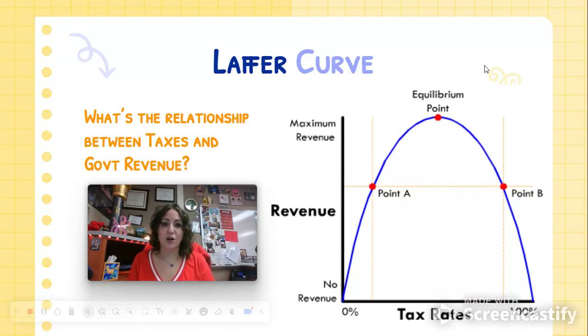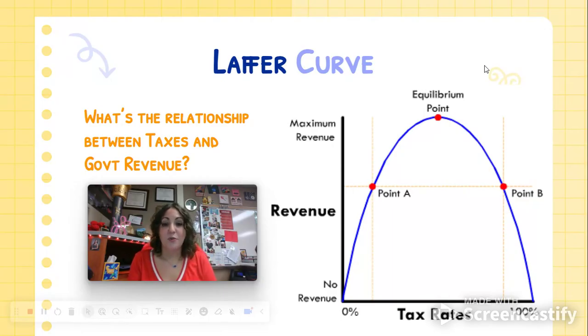So the Laffer curve shows a relationship between taxes, like how much money the government collects from your paycheck, and government revenue. Government revenue means how much money the government collects. Does it collect $1 million, $5 million, $0, whatever. I'm going to give you some time to pause it if you need to draw it so you can have it in your notes.